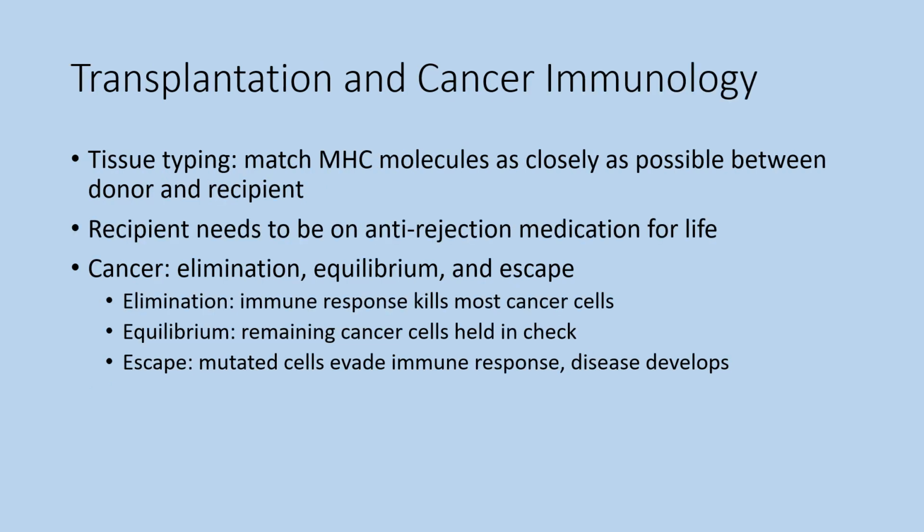In terms of transplantation and cancer immunology, anytime they do a transplant, they're going to do tissue typing. You are trying to match those compatibility complexes as closely as possible. Some parts of it are unique, so each individual is different, but if you can get it as closely matched as possible, you reduce the chances of rejection. There's still a chance for rejection, but you just want to put the odds in your favor.